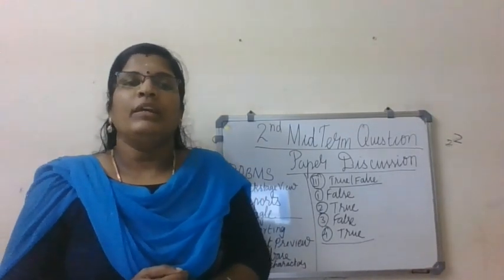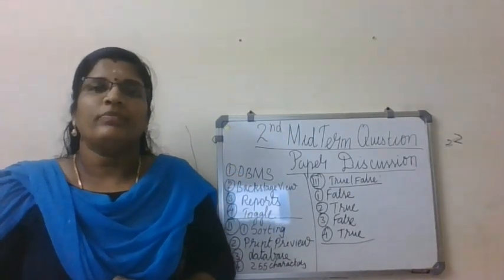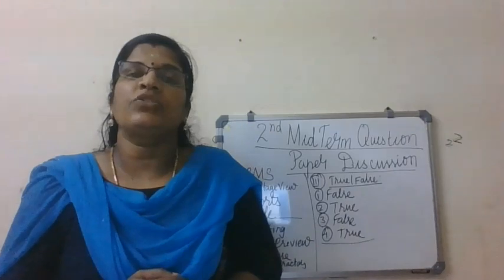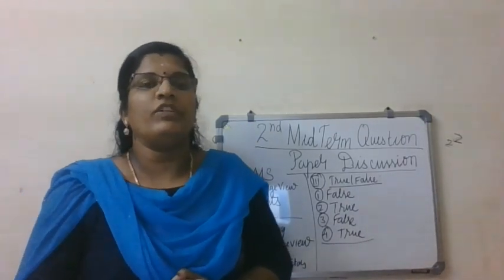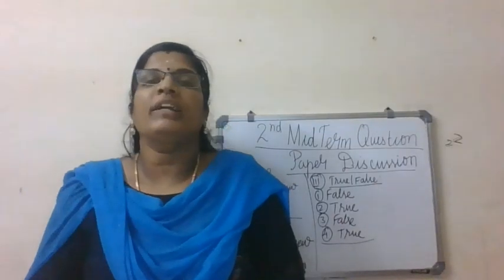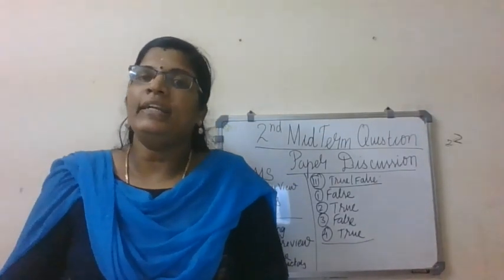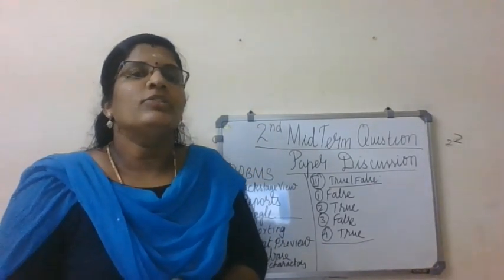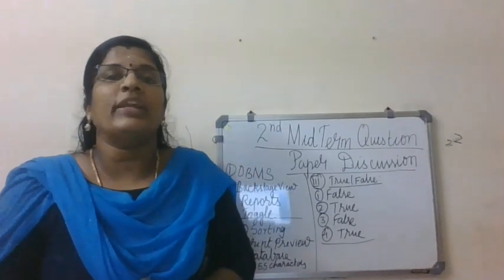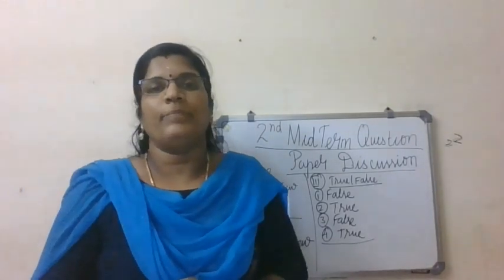Next question: describe the following data types. Short text means you can write alphabets and numbers, with a maximum of 255 characters. Number means numerical values 0 to 9 and combinations of these. Date and time provides the date and time. So you have to write at least 1 or 2 lines about each data type. Each data type carries half a mark.